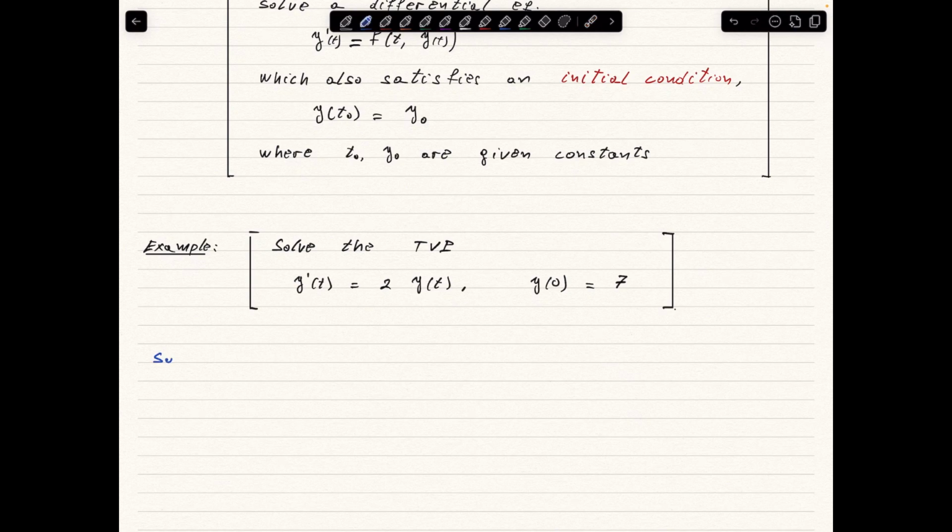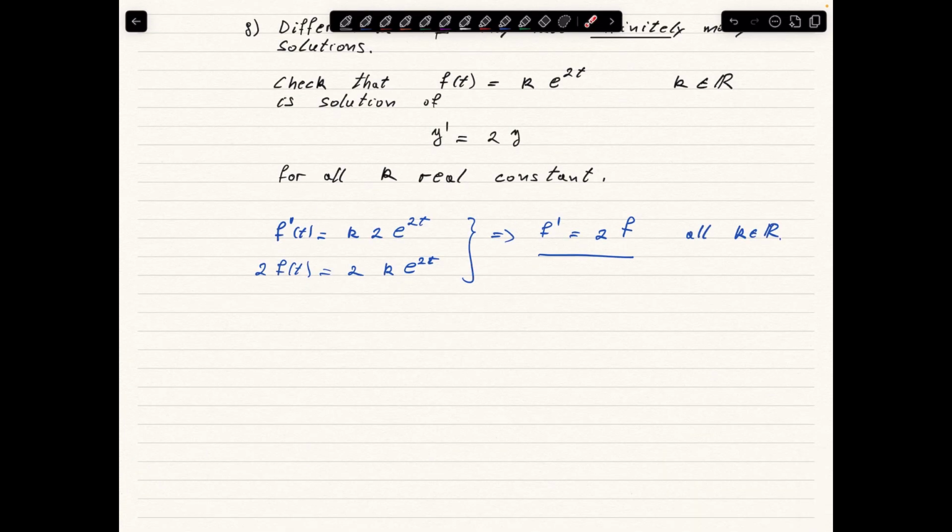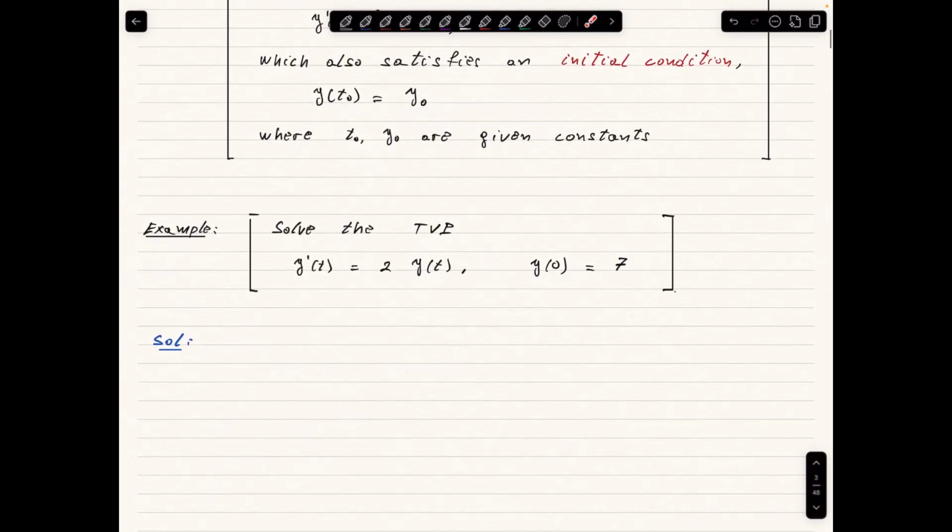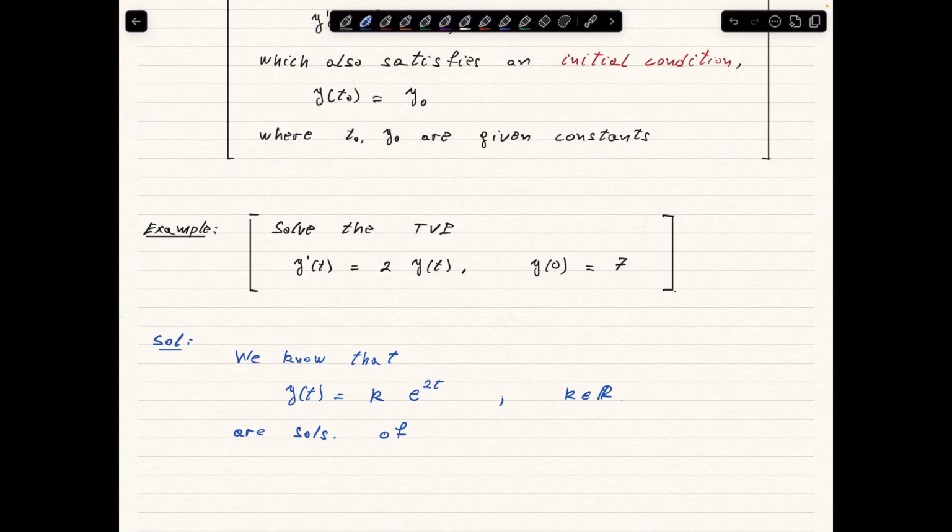Well, we have seen before that we have infinitely many solutions to this equation, and they are of the form proportional to the exponential of t. So we know that all these functions y of t, proportional to the exponential of t with k real, are solutions of the differential equation y prime equal to y.